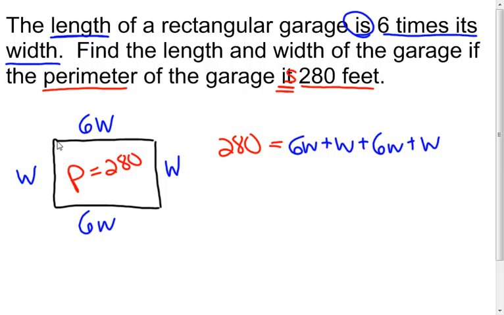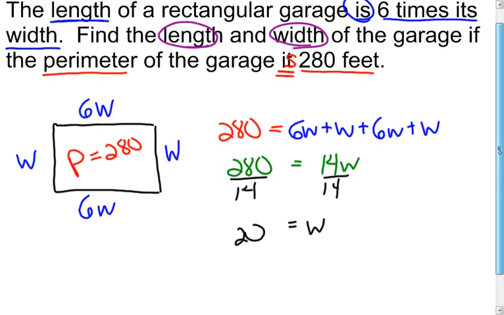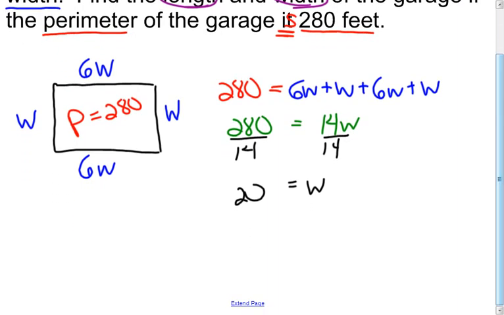Put all my like terms together, and I'm going to end up with 14W equal to 280. Solve my equation, and I find out that W is equal to 20. Now I'm not done yet because, remember, the original problem asked us to find the length and the width. Really I've already found my width because W represented the width. So my width is going to equal 20, and my label is feet because the perimeter was in feet.